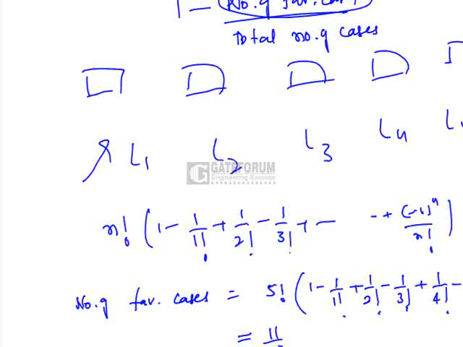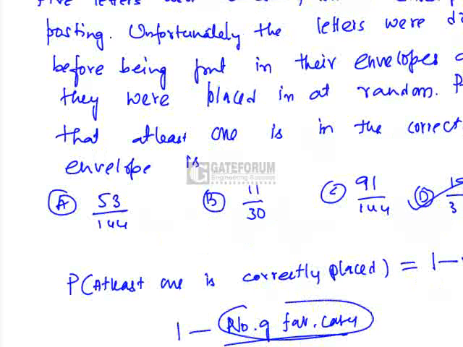Now, the favorable cases will be 44. The required probability is 1 minus 44 by the total number of cases, which is 120, that is 5 factorial. If I simplify, it will be 19 by 30, which is nothing but option D.